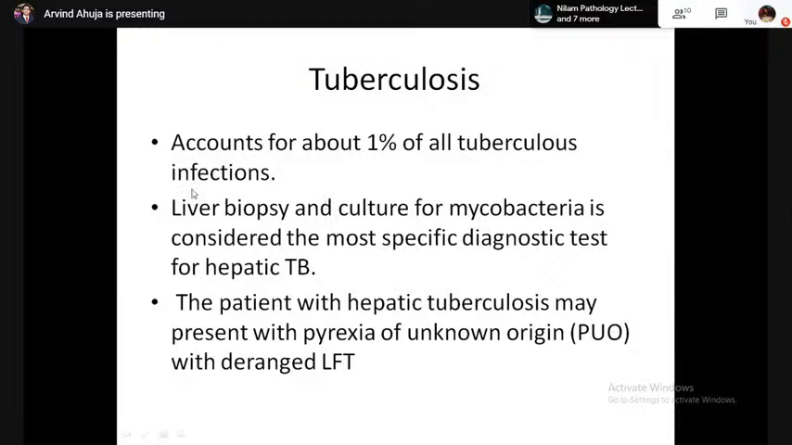So liver tuberculosis basically accounts for 1% of all tubercular infection. Liver biopsy and culture for mycobacterium is considered the most specific diagnostic test for hepatic tuberculosis. Patients with hepatic tuberculosis usually present with pyrexia of unknown origin with deranged LFT, as in our case.